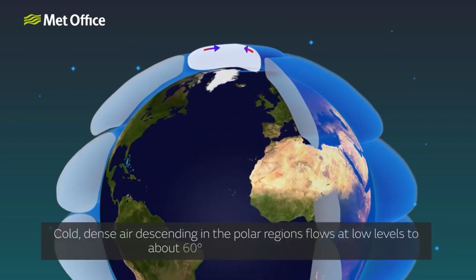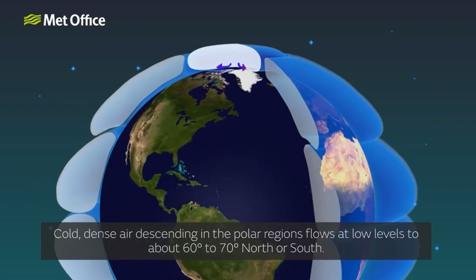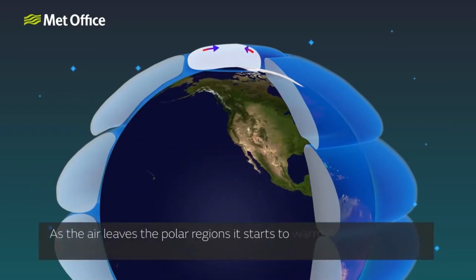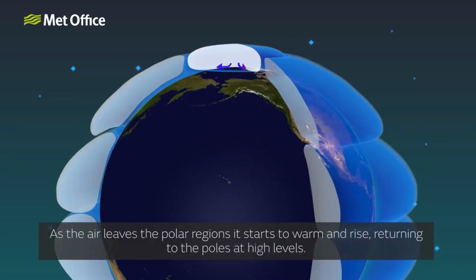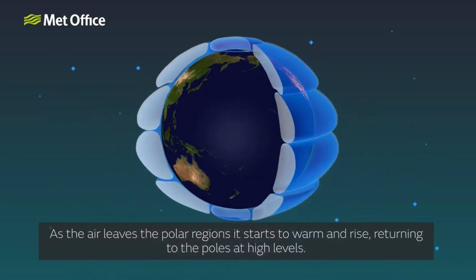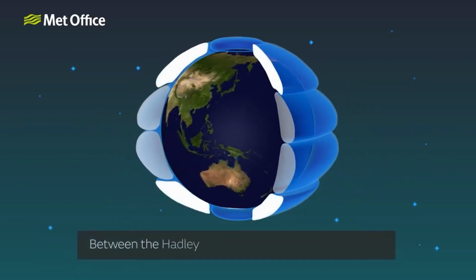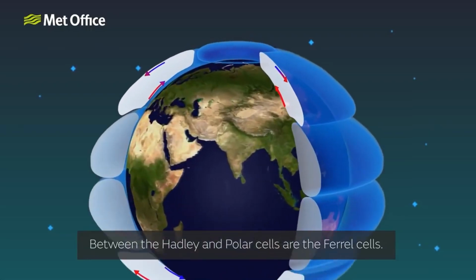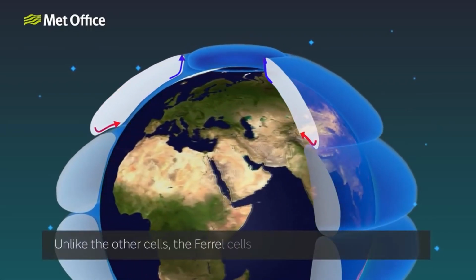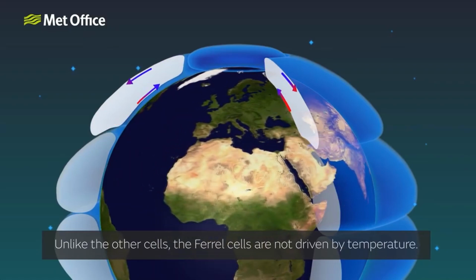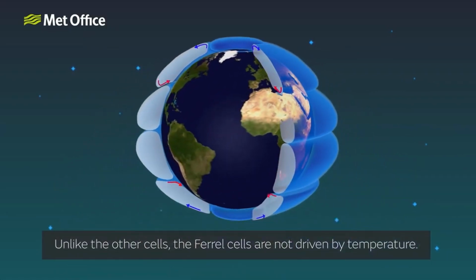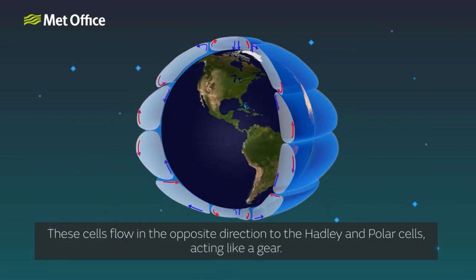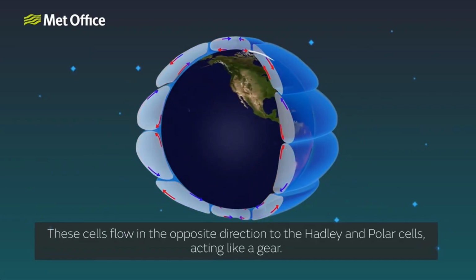Cold, dense air descending in the polar regions flows at low levels to about 60 to 70 degrees north or south. As the air leaves the polar regions, it starts to warm and rise, returning to the poles at high levels. Between the Hadley and polar cells are the Ferrel cells. Unlike the other cells, the Ferrel cells are not driven by temperature. These cells flow in the opposite direction to the Hadley and polar cells, acting like a gear.